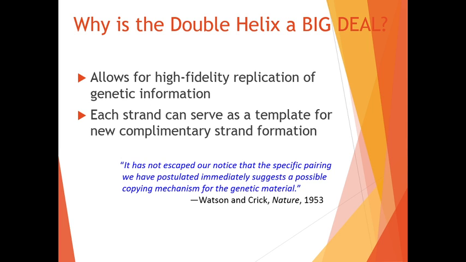Watson and Crick, in their original Nature paper, wrote this: "It has not escaped our notice that the specific pairing we have postulated immediately suggests a possible copying mechanism for the genetic material." So they had originally postulated one of the applications of this double strand in DNA.